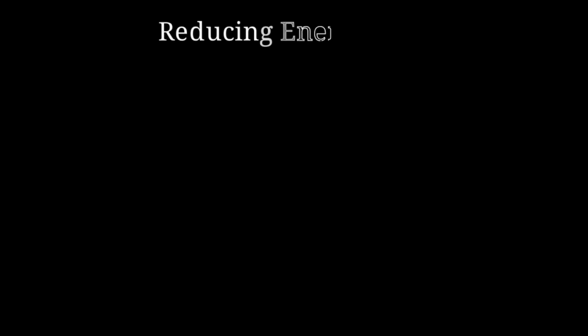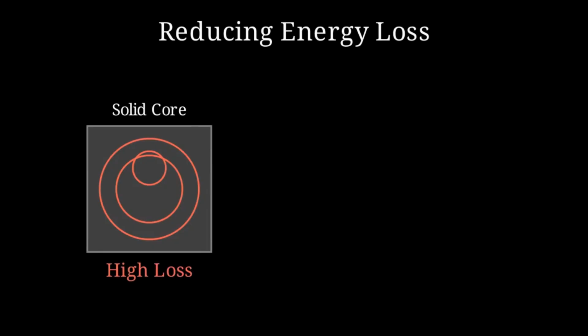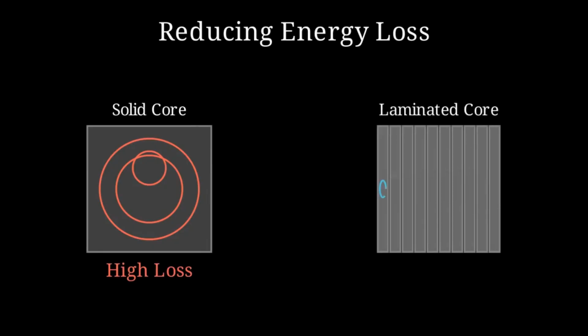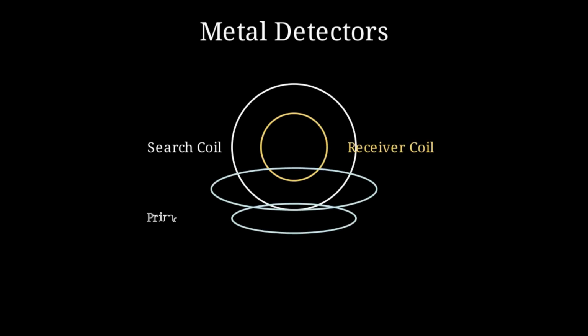In transformers, eddy currents are often unwanted because they cause energy loss. To prevent this, engineers use laminated cores made of thin insulated sheets, which break the paths of the currents and reduce their strength. Metal detectors work by sensing the magnetic fields produced by eddy currents.